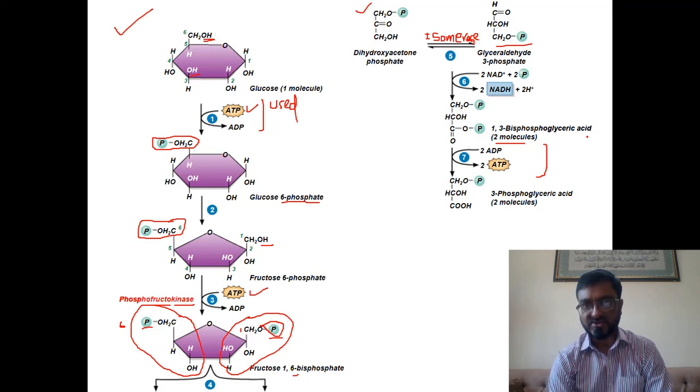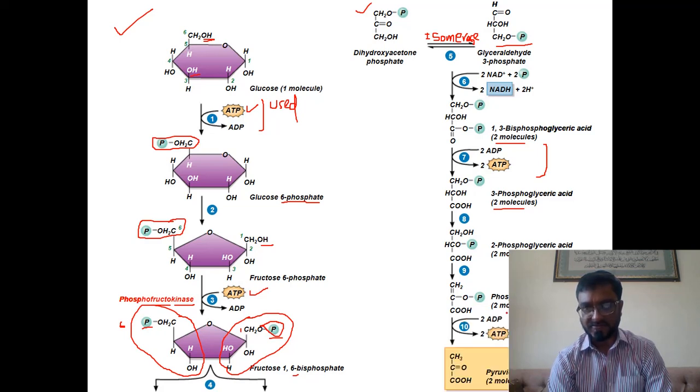So 1,3-bisphosphoglyceric acid is converted into 3-phosphoglyceric acid. And remember, there are two molecules generating, because these are 3-carbon compounds. The next step is just a rearrangement. 3-phosphoglyceric acid is converting into 2-phosphoglyceric acid. Again, two molecules are generating. And this 2-phosphoglyceric acid is converting into phosphoenolpyruvate. Again, two molecules are generated. And finally, you are getting the pyruvic acid, two molecules of pyruvic acid.